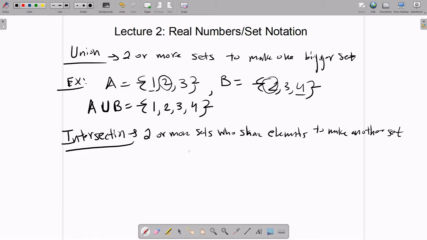For this case, it might be a bigger set or a smaller set. Typically, it will be a smaller set since you're not taking every single number from every set. You're taking the numbers that just happen to be in both sets or in multiple sets at the same time.